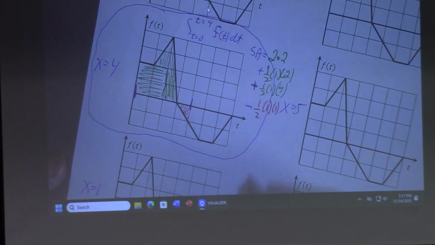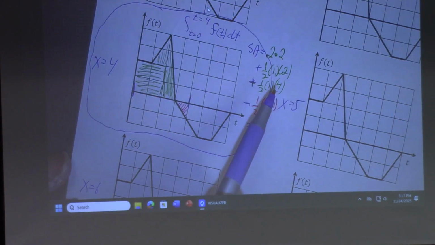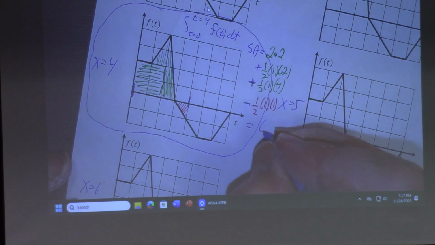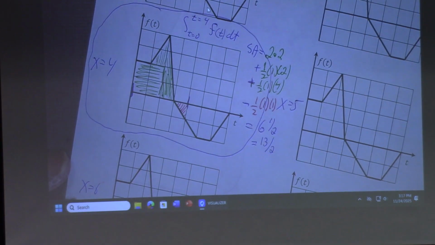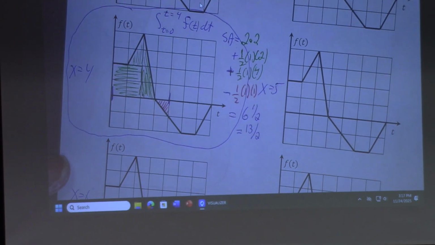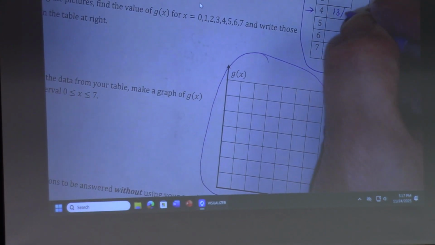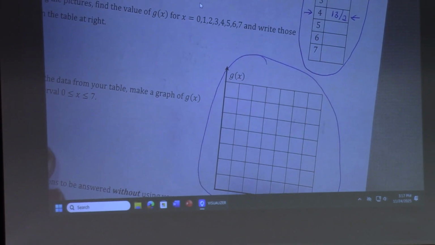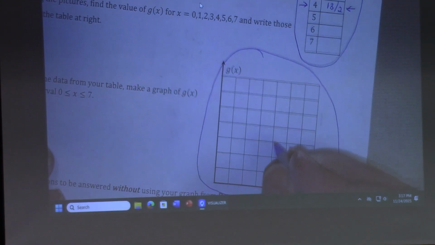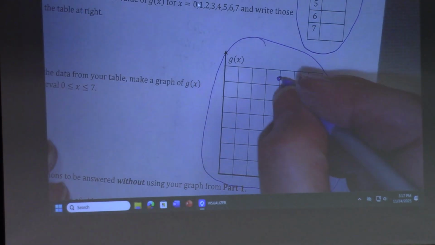So when you add all those up, let's see, this is going to be 4 plus 1 plus 2, that's going to be 7, minus 1/2. So this is going to be 6.5, or 13/2. So that's the value of that signed area. So on the previous side of the page, that's what goes here, 13/2. And on this graph, when t is equal to 4, or when x is equal to 4, the y value is there, 6.5. So we've made one data point.